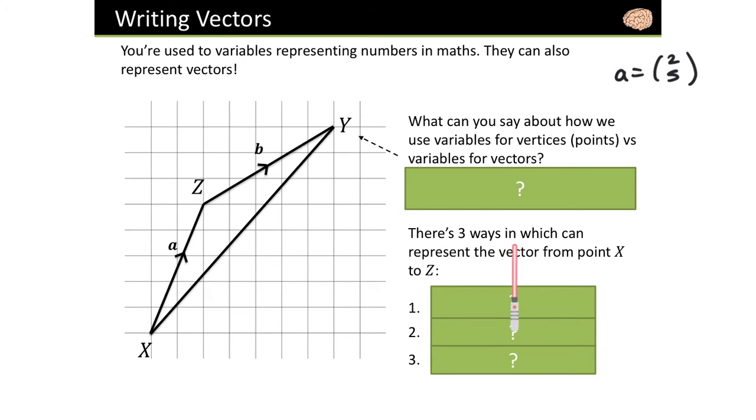there's 3 ways in which we can represent the vector z from point x to z. Okay, how could I do that? X to z. I can either write like this. This means x to z. Okay? How else could I say x to z? I could just write the vector A. How else can I say x to z? I can write this in vector form. 2, 1, 2, 3, 4, 5. These are 3 different abbreviations for me to get from x to z.